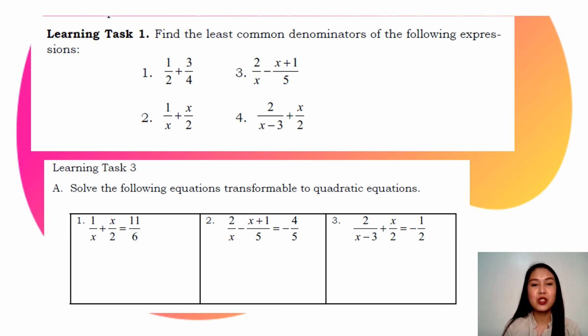Again, for this week, let's have a quick recap. There are 2 outputs that you are going to do. One is learning task 1, items 1 to 4, and learning task 3, section A only, items 1 to 3. Write it on one whole sheet of paper with your complete solution.